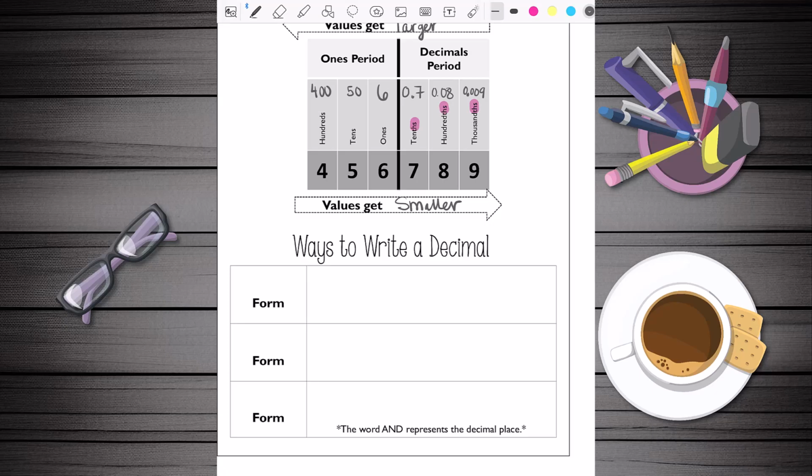Now we're going to review ways to write a decimal. And we're going to start with standard form. That's the form that we'll use the most when writing decimals. So this number, I'm going to read the digits, and there's a reason for that. 456.789. Now, that's not how we would really say it. So we're going to skip over the middle one and talk about word form.